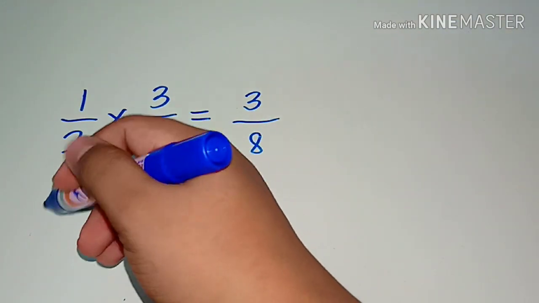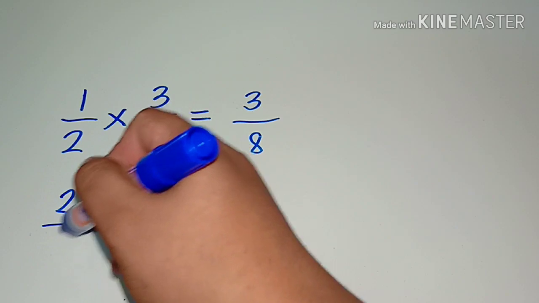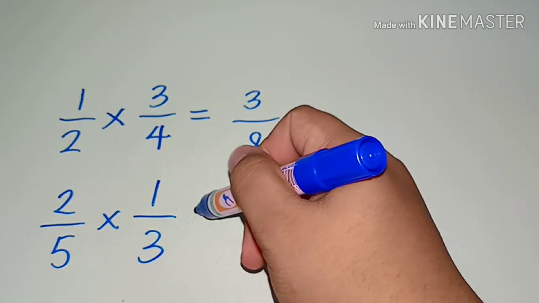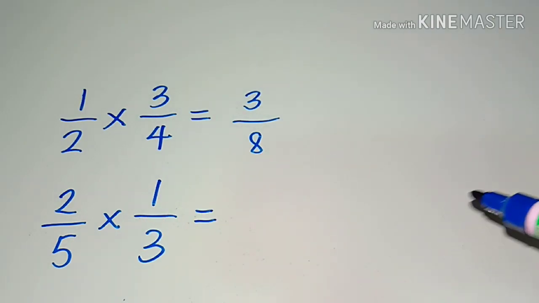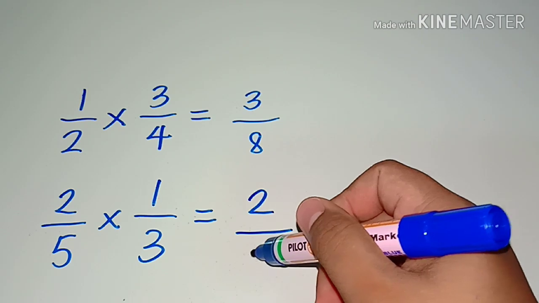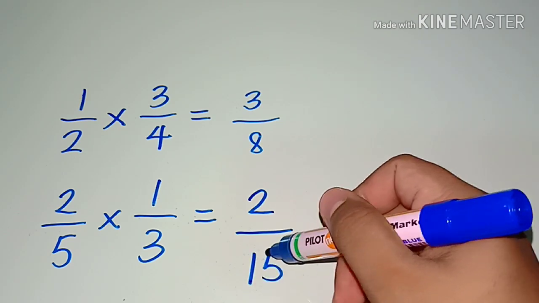Another example is 2/5 times 1/3. So just multiply right away the numerators. 2 times 1 is 2. 5 times 3 is equal to 15.